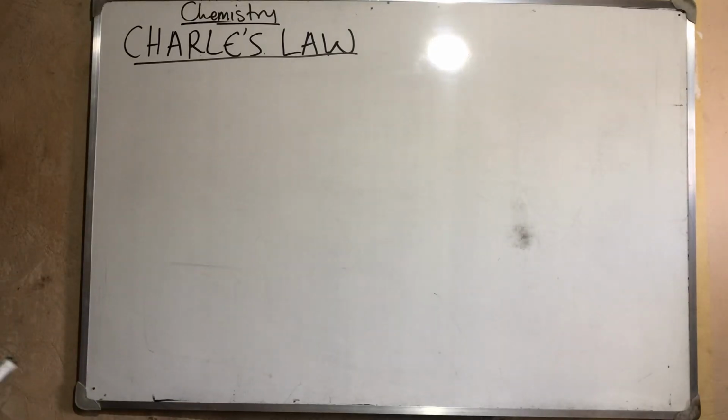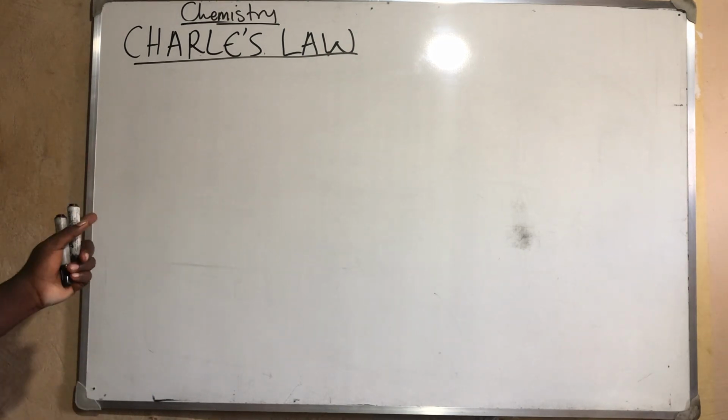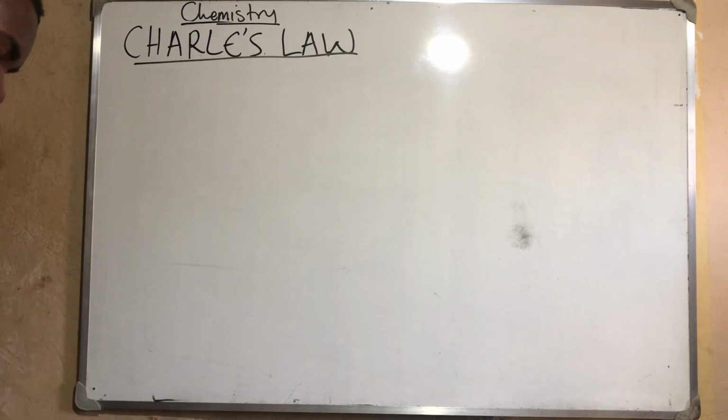In this video, we'll be talking about Charles' law. Charles' law states that the volume of a given mass of gas is directly proportional to temperature. Don't forget, in Boyle's law it is inversely proportional, but in Charles' law it is directly proportional to what? Temperature in Kelvin. That temperature must be in Kelvin, provided that the pressure and number of moles remain constant.